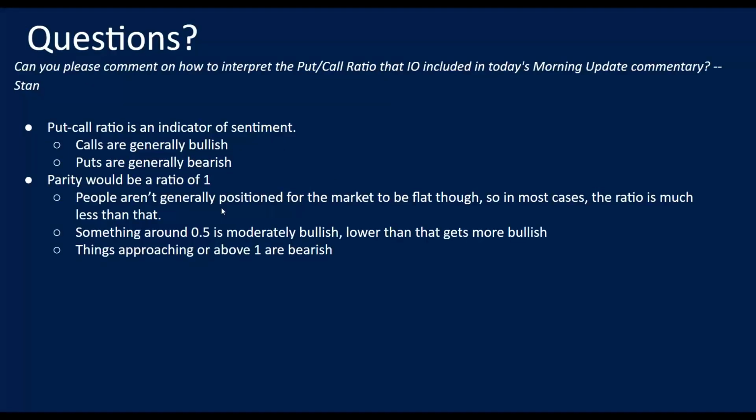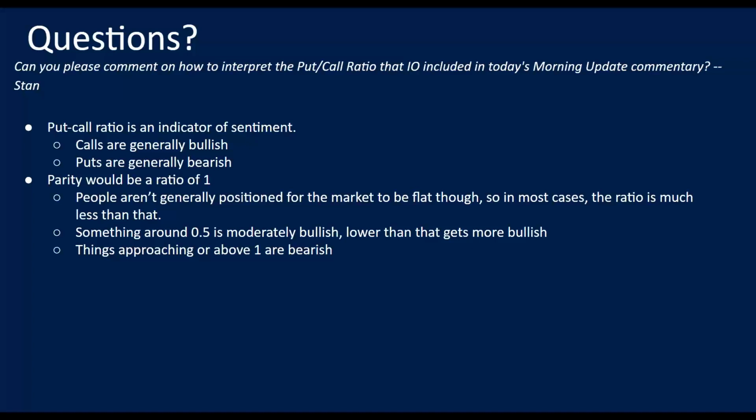All right, let's get to the questions. Can you please comment on how to interpret the put-call ratio included in the morning update? So the put-call ratio is really just an indicator of sentiment. Calls are generally seen as bullish, puts are generally seen as bearish. Obviously, you can employ them in different ways. You can make a bullish trade out of puts. You can make bearish trades with calls.